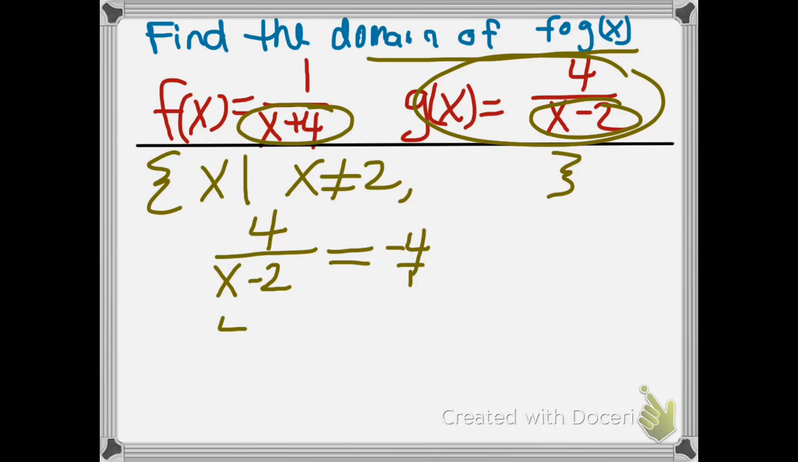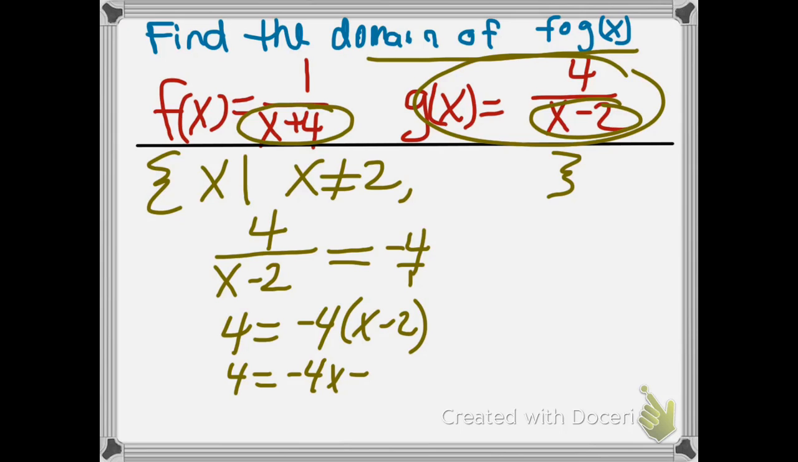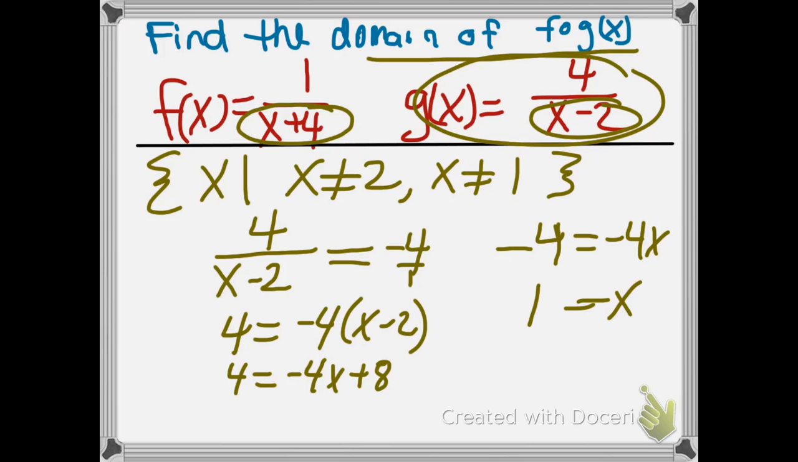We just solve this. This is over 1. And we get 4 equals negative 4 times x minus 2. That gives us 4 equals negative 4x plus 8. That gives us negative 4 equals negative 4x, or x is 1. So the other thing it can't be is 1.